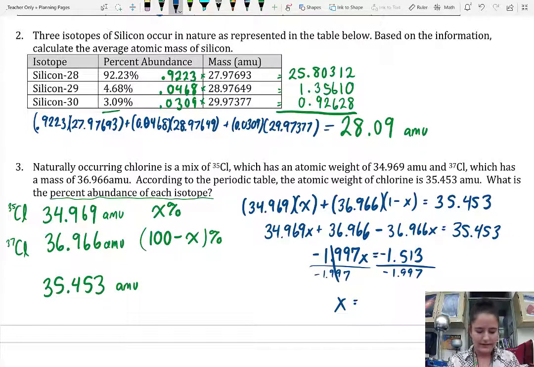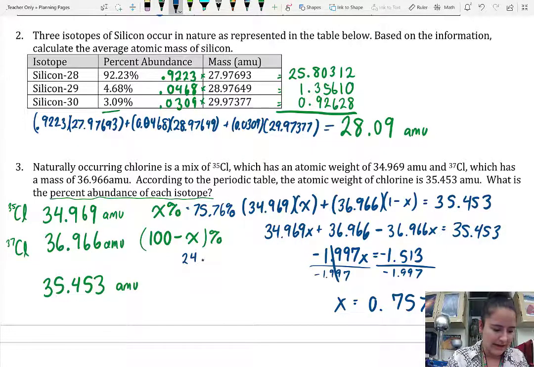And we get that X equals 0.7576, so 75. Now we'll get a little bit more precise because we had very precise numbers. 0.7576, okay? So this X is 75.76%. Then this one would be 1 minus that, or 100 minus that, 24.24%.